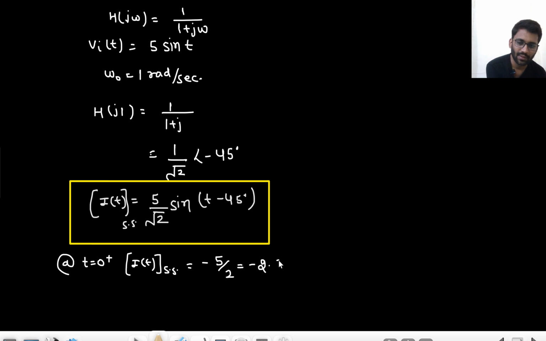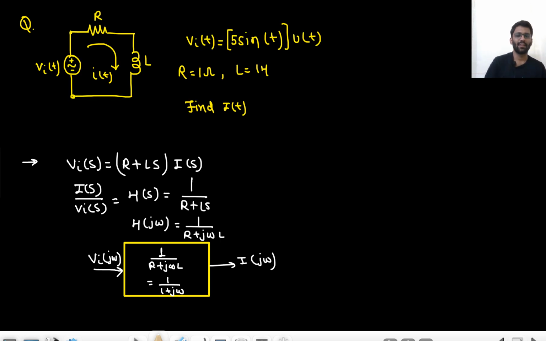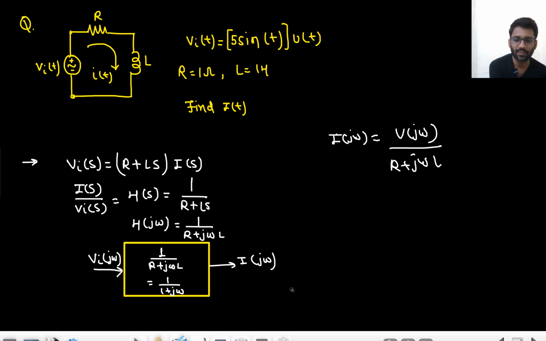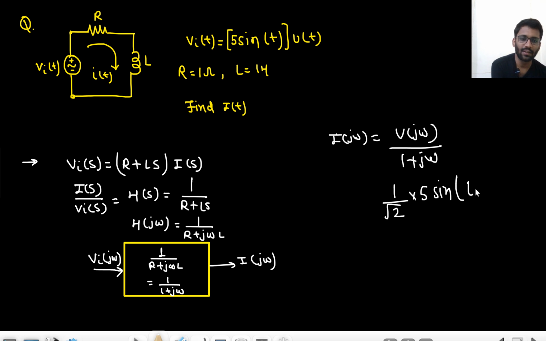That is minus 2.5. Look, you will not do these kinds of things in the exam, right? What you will do is see what your I of S will be. I of S will be I of j omega, which is voltage upon the total impedance, that is R plus j omega L. You know the value of R and you will simply write 1 plus j omega. In time domain, what is omega naught? That is 1. So 1 by √2 into 5 into sin(t minus the angle). This will be my i(t). That's how I will be doing it in the exam, right? This is what I'm teaching here, so that's why I need to write it like this.